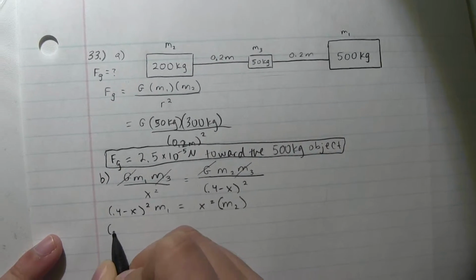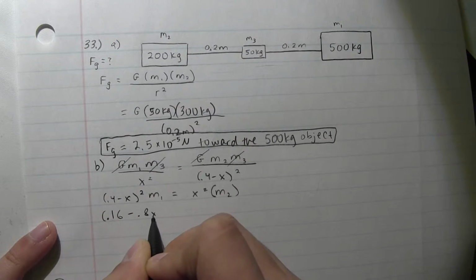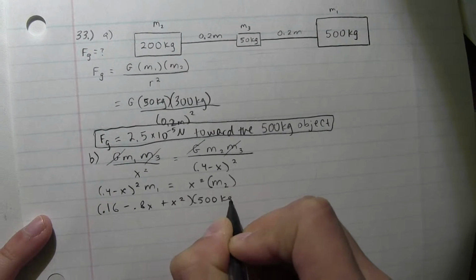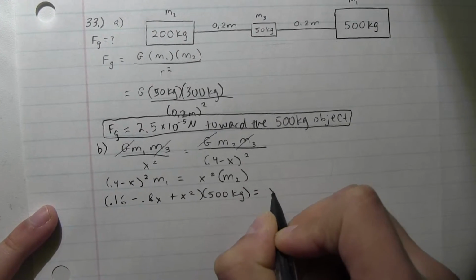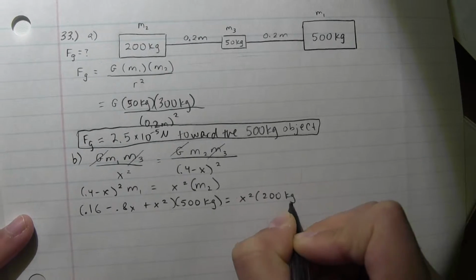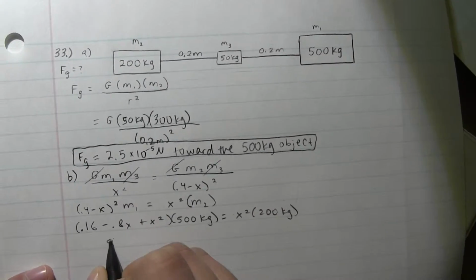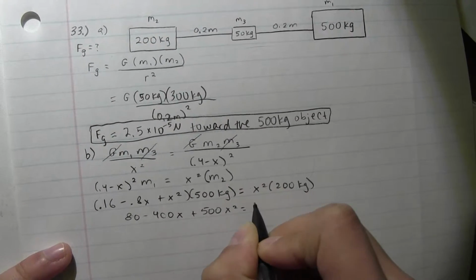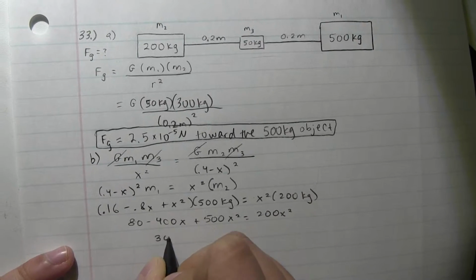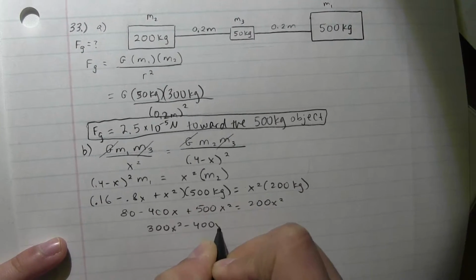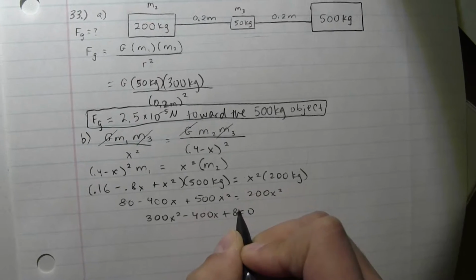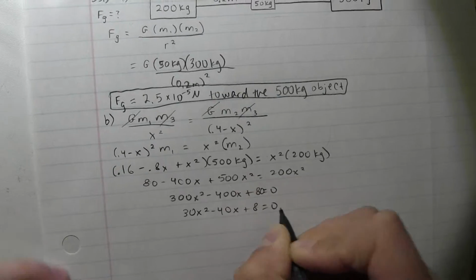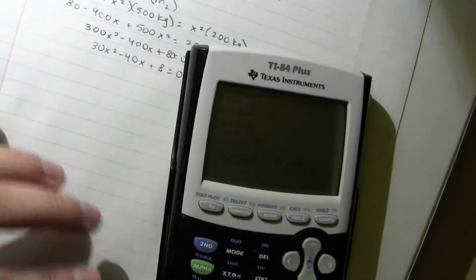And then when I FOIL this, I get that. And then I get x squared times 200 kilograms. So this becomes a quadratic, plus 80 equals 0. Oops. So then I can reduce that. And this is not a fun-looking quadratic.